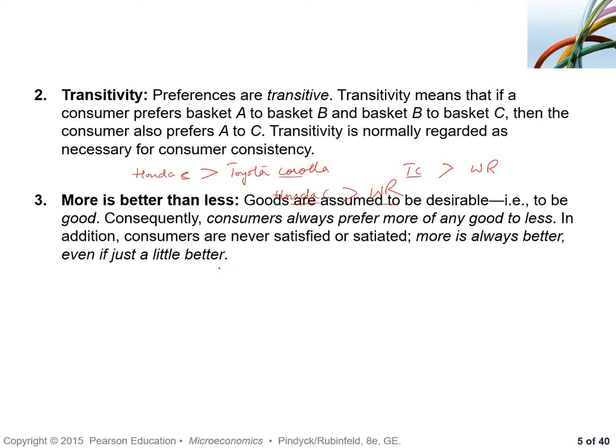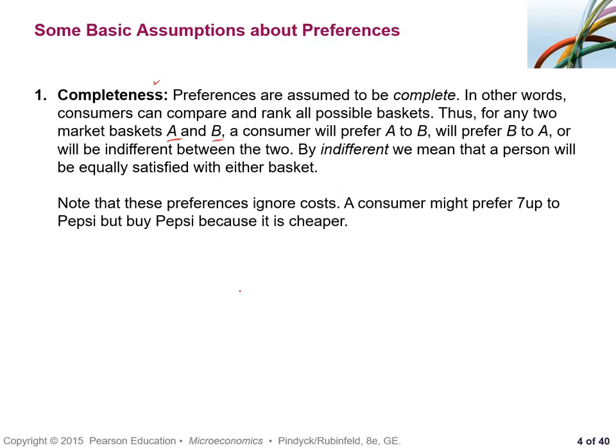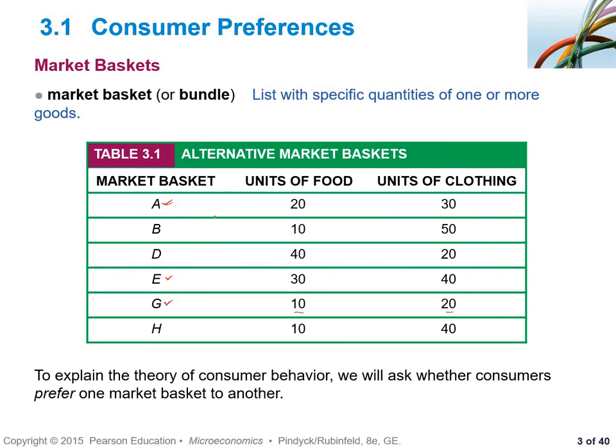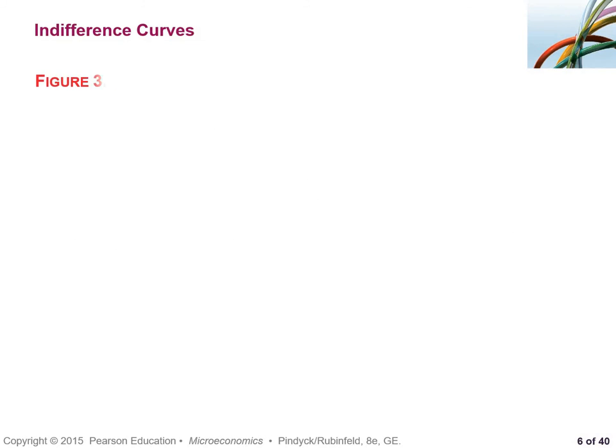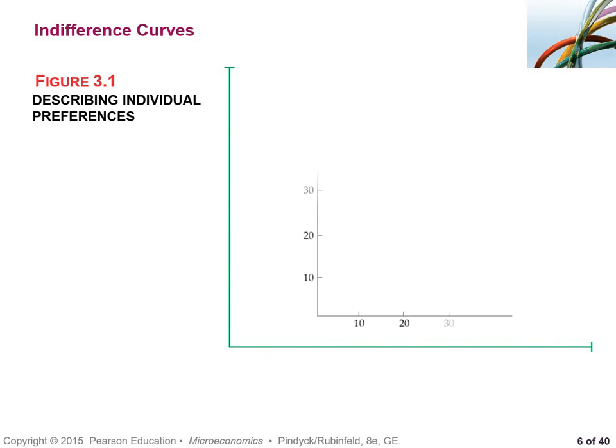So after discussing three assumptions of the consumer behavior, the next thing which we have to discuss is to plot all the points of this particular table, table 3.1, in a graph, and we will see how a graph is made of all the market baskets when we are talking about different units of food and units of clothing. Okay, so the graph which is made here, we are talking about A now.